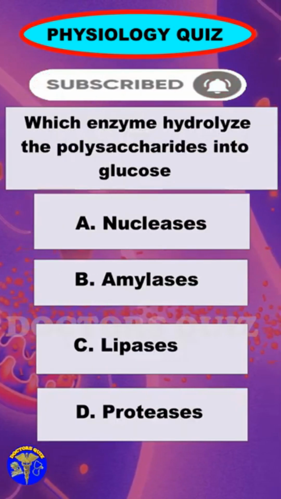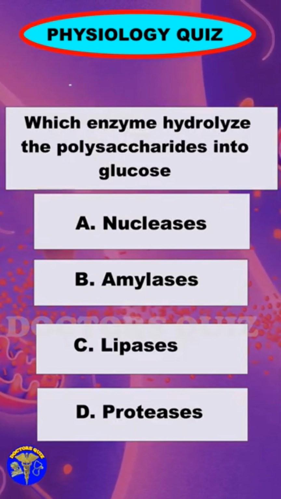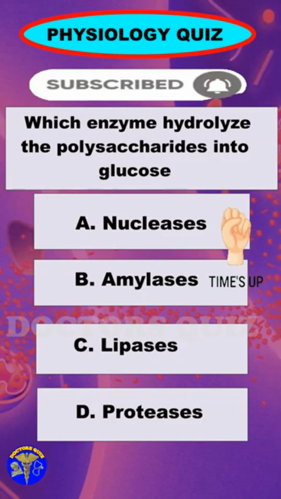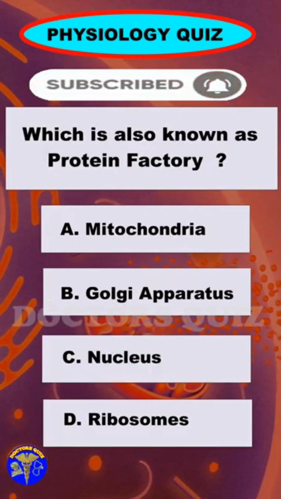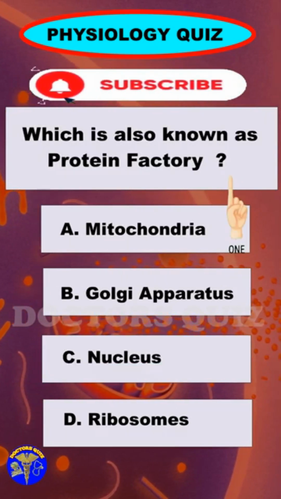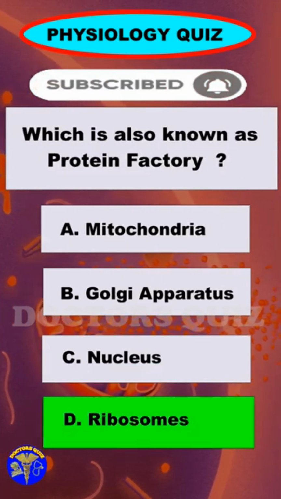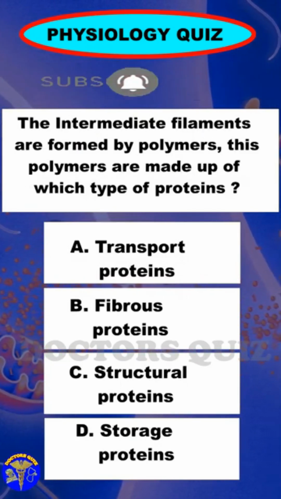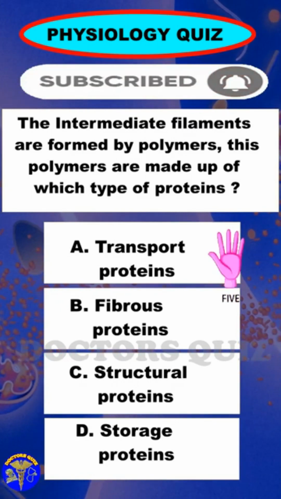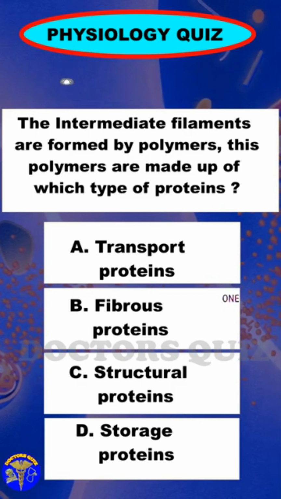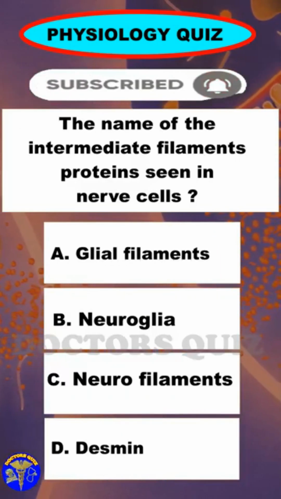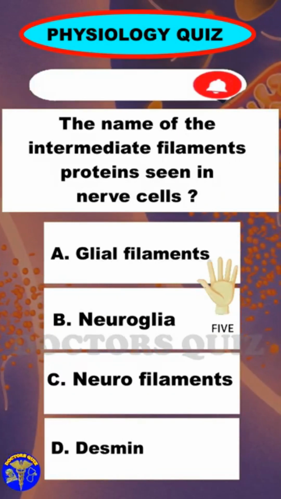Which enzyme hydrolyzes the polysaccharides into glucose? Amylases. Which is also known as protein factory? Ribosomes. The intermediate filaments are formed by polymers. These polymers are made up of which type of proteins? Fibrous protein.